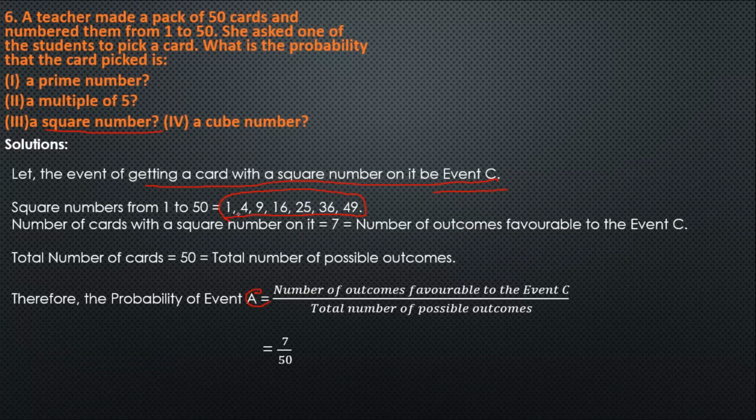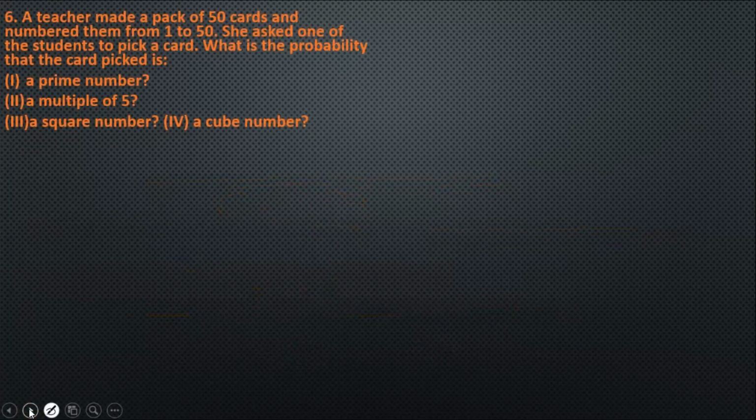So how many square numbers are there from 1 to 50? 1, 2, 3, 4, 5, 6, 7. So there are 7 outcomes favorable to event C. Total number of possible outcomes is again 50 because this is not going to change. The total number of cards is always going to be the same as per the question. So the probability of event C is number of outcomes favorable to event C divided by total number of possible outcomes. How much is it? It is 7 here. So 7 divided by 50 is your answer. This is the probability.